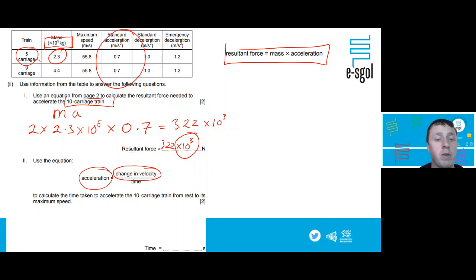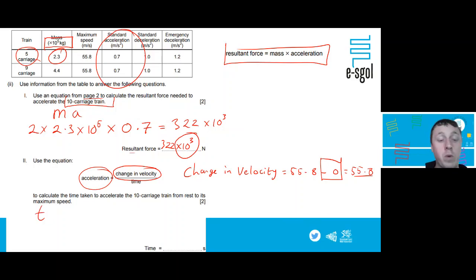We're unaware of the starting speed, but maybe if we use a bit of knowledge that trains start from rest, you might see that the change in velocity would be 55.8 minus 0. So this is one of the ones that often comes up because it's demonstrating that you understand it's starting from rest. The time is the only unknown, so what we attempt to do is rearrange for time. We will be left with an equation of change in velocity, which is 55.8 divided by the acceleration of 0.7, and the time should come out to a value of 79.7 seconds.